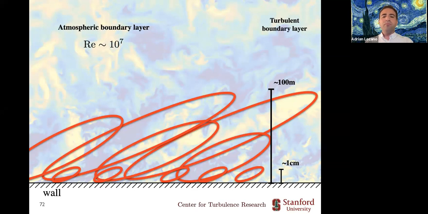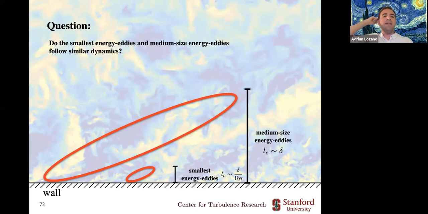And then the question I want to answer here is the next one. I want to know if these smallest energy eddies, as I'm going to call them, which usually have sizes of the order of the boundary layer thickness divided by the Reynolds number, follow dynamics similar to those of what I'm going to call medium-sized energy eddies, those that are a fraction of the boundary layer thickness. I want to know if essentially one is just a rescaled version of the other in terms of time scales, length scales, and velocity scales. So this is the question I want to ask.